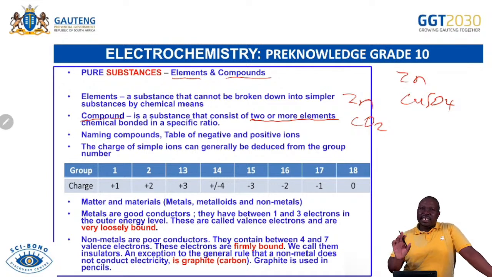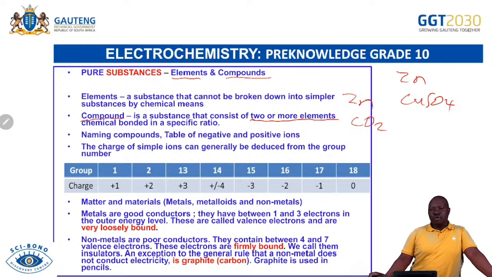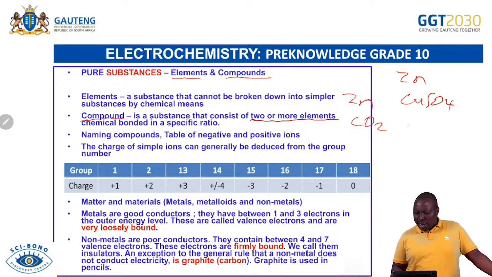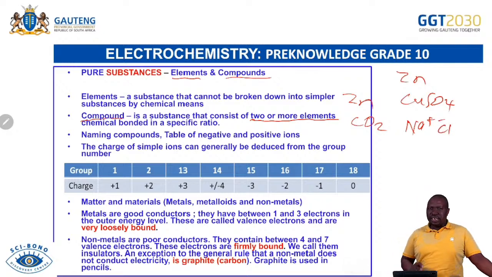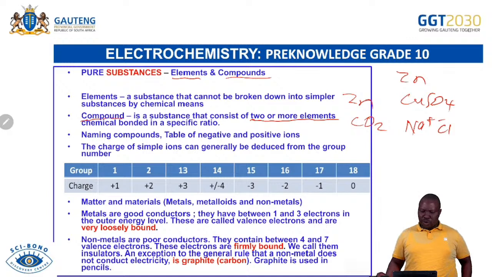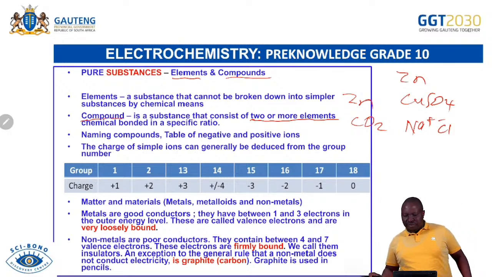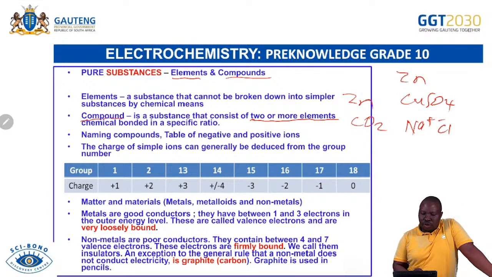And remember in grade 10 as well, you have done naming of compounds. You have done the table of negative and positive ions. You will remember when you were dealing with sodium chloride, you were saying sodium is positively charged and chlorine is negatively charged. Just to recap where you're coming from. So you have done the negative and the positive ions. And then we were going to look at the charges.